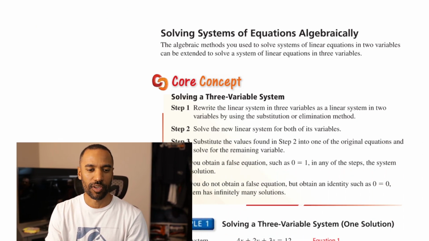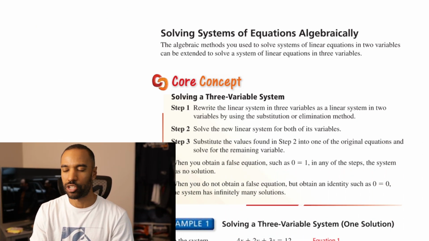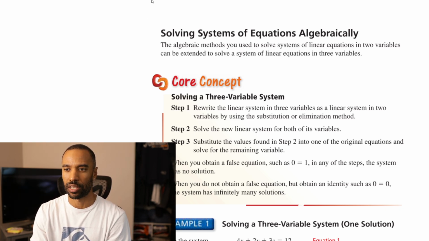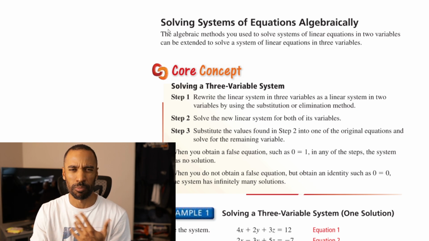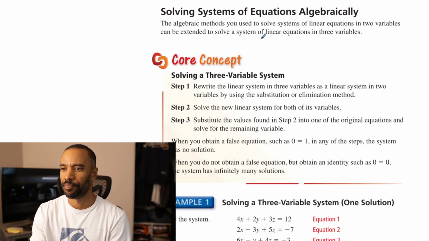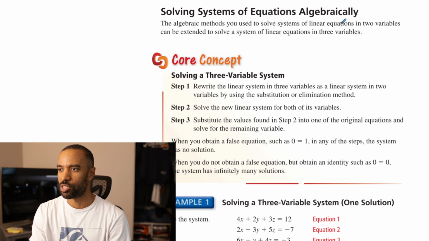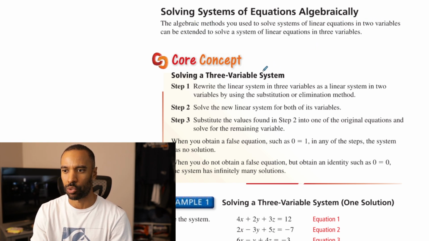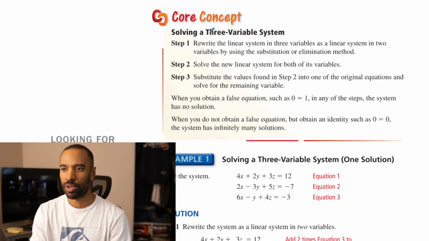So, solving systems of equations algebraically. Now, I did mention methods. I mentioned the substitution method and the elimination method. We'll see which ones they land on or if they force us to do one or the other based on examples or the problem set. The algebraic methods used to solve systems of linear equations in two variables can be extended to solve a system of linear equations in three variables. So, solving a three-variable system.